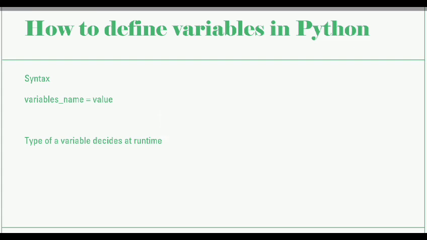It is not required to provide the type of a variable. It decides the type at runtime based on the value we provided to the variable.